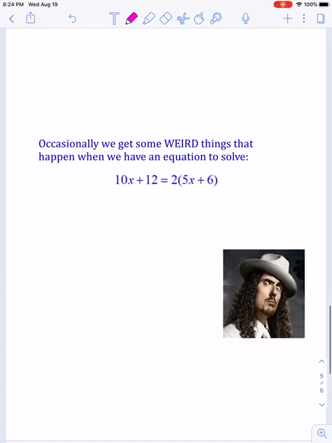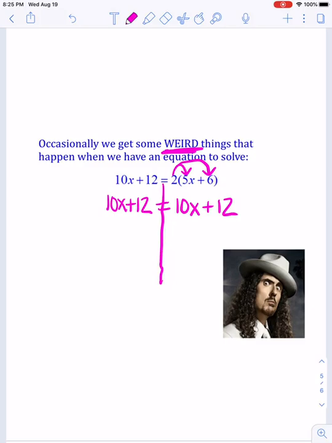So just 2 more quick examples, because we're going to look at some weird things that happen when we solve equations that look like this. And we're going to talk about what our solutions mean in these situations. So again, first step, simplify each side. The left-hand side, nothing to simplify, no parentheses, no combining like terms, so I'm going to leave that the same. On this right-hand side, I'm going to do the distributive property, so I get 2 times 5x is 10x, 2 times 6 is a positive 12.